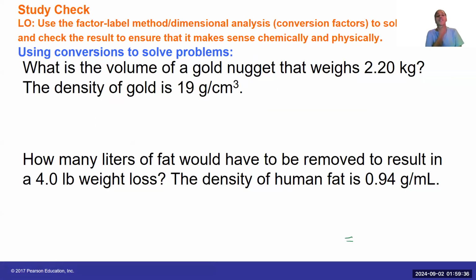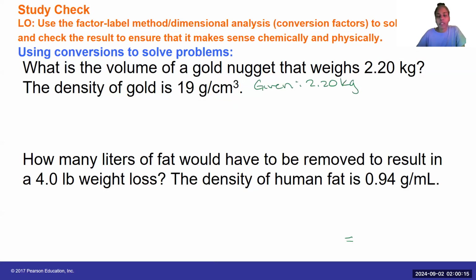Let's do conversion units looking at density as a conversion. What is the volume of a gold nugget that weighs 2.2 kilograms? If we're given the density of gold is 19 grams per cubic centimeter. Notice that we have 2.2 kilograms, but our density is in grams. So that means that we're going to have to do a conversion from kilograms to grams in order to determine our volume.